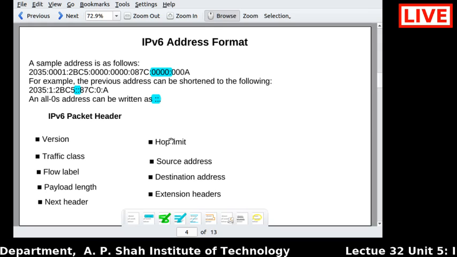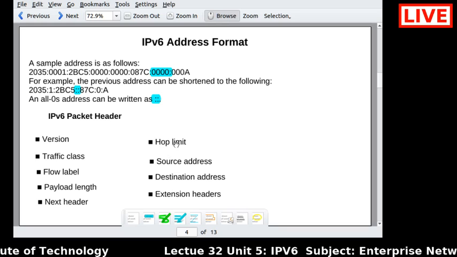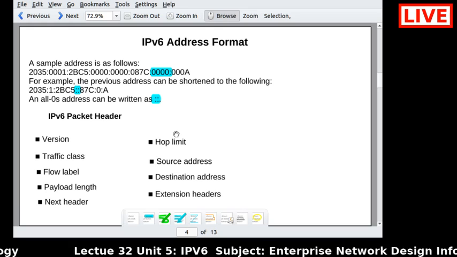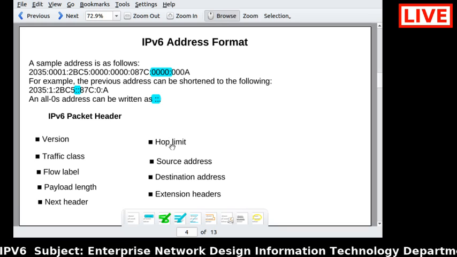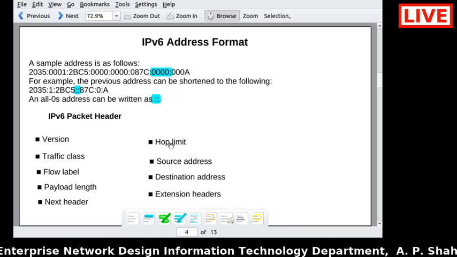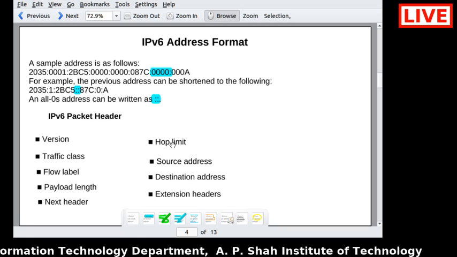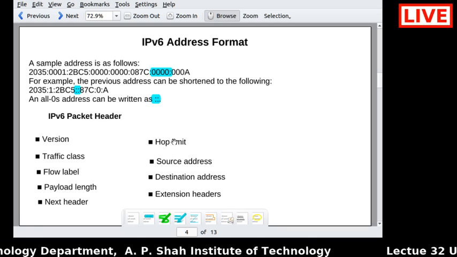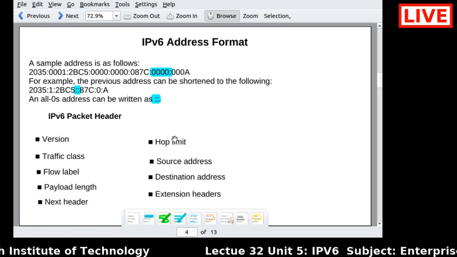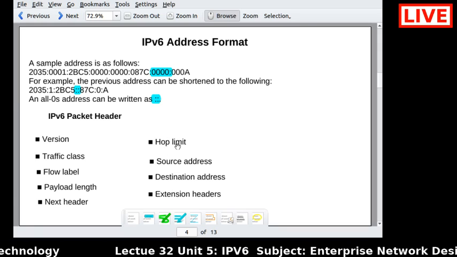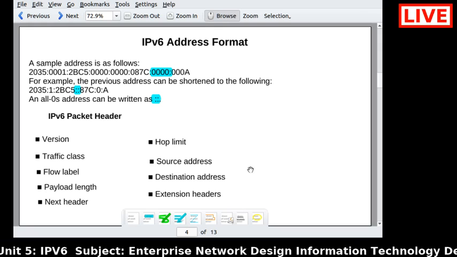Then the next one is hop limit, also an 8-bit field, which specifies the maximum number of hops that the IPv6 packet can travel. It is the same field, just the name is changed. In IPv4 the field is called time to live, that is the TTL field. Here it is the hop limit. So you need to check that also.